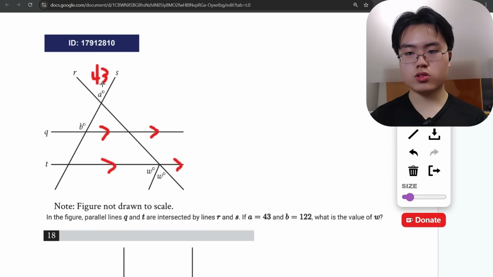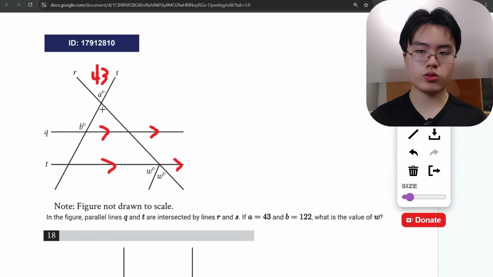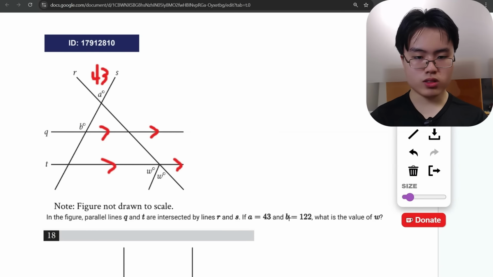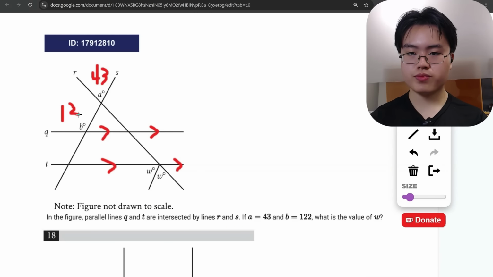Immediately I'm thinking like this big triangle, and this is vertical angles with the one in it. So we already have one of the angles of the triangle basically. Okay, and I'll explain that later. But that's 43. B is 122, and we need to find W. Okay, so we need to find this. All right, we just need to find one of these.